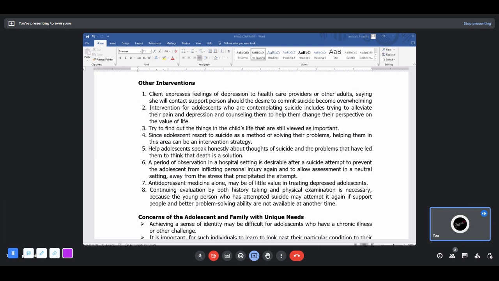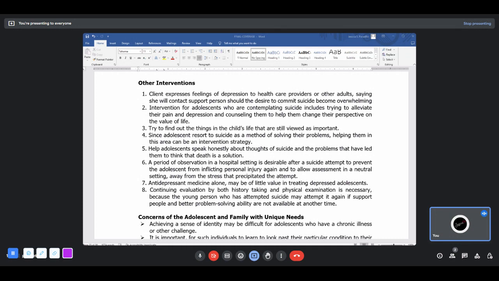Okay, help adolescents speak honestly about thoughts of suicide and the problems that have led them to think that that is the solution. Okay, tulungan natin sila, baka pwede silang mag-share. A period of observation in a hospital setting is desirable after a suicide attempt to prevent the adolescent from inflicting personal injury. Again, okay, pagsasaktan niya din sarili niya, and to allow assessment in a neutral setting away from the stress that precipitated the attempt.